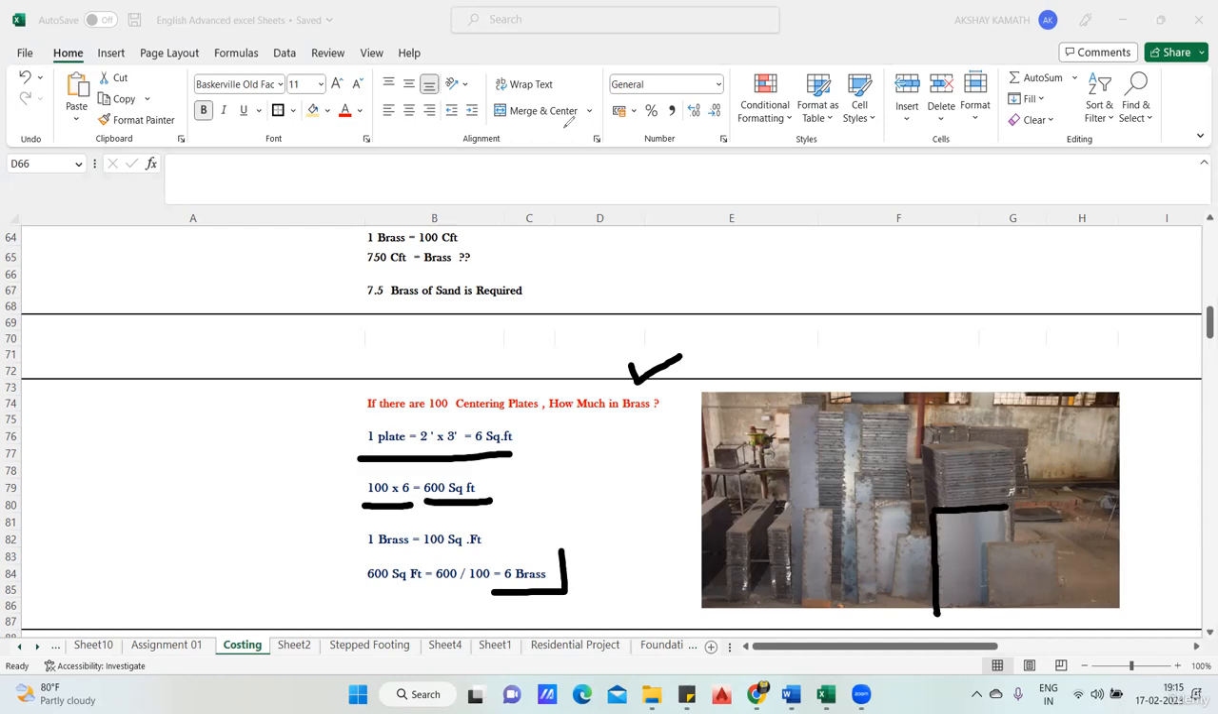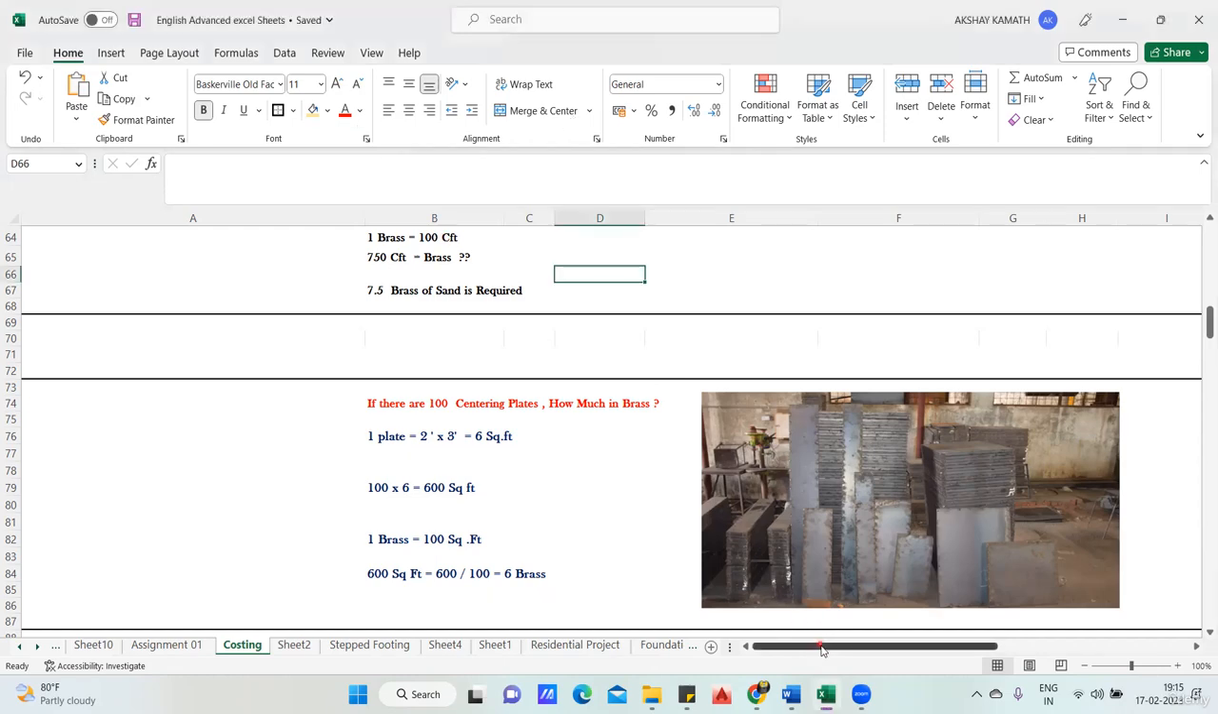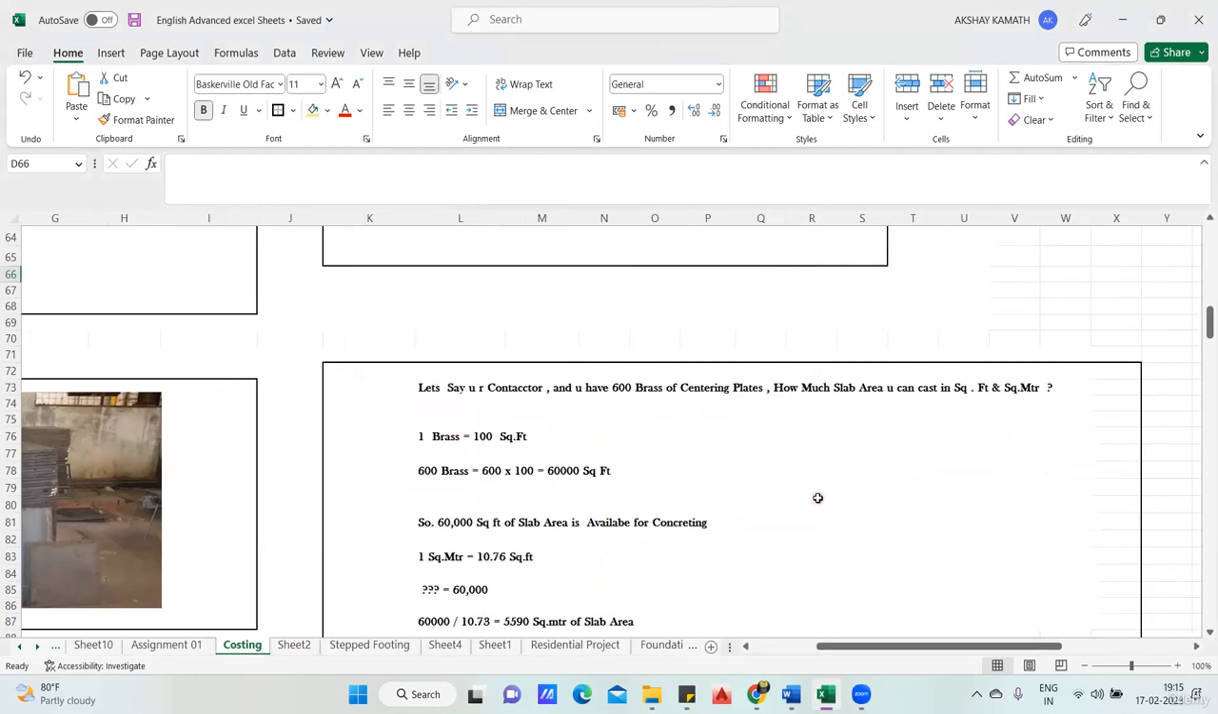So certain calculations you should be knowing so that it will be easy for you to do the calculation. Now, for example, let us say you are a contractor and you are told that you have 600 brass of centering plates. With the help of 600 brass of centering plates, how much area of slab can you cast? I want the answer in square feet and square meter. So again, we know one brass is 100 square feet. So 600 into 100 I'll do. That will be 60,000 square feet.